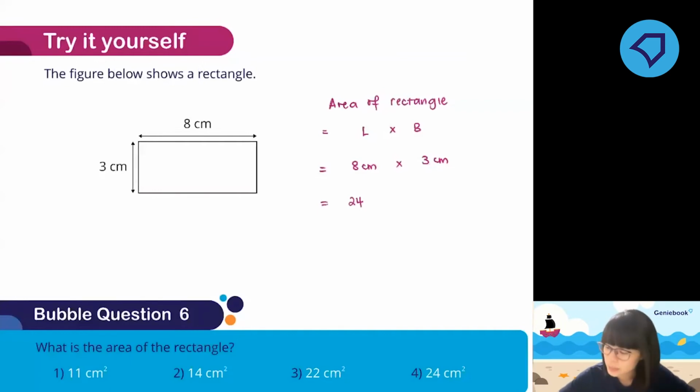Centimeter multiplied by centimeter will be centimeter squared. Okay, so the answer would be option number 4. All right, option number 4. Well done. Okay, so let's try one more.